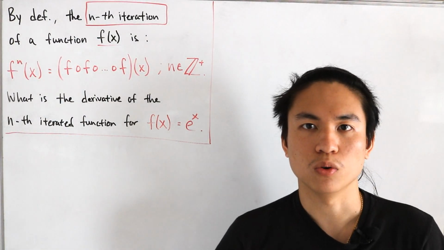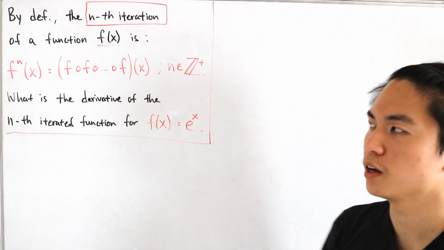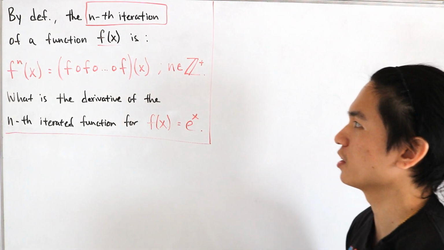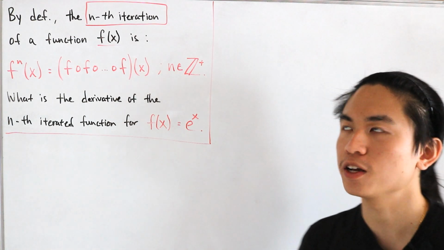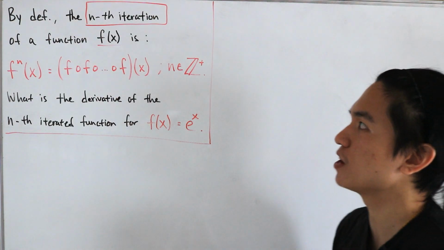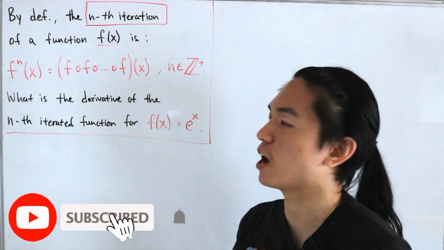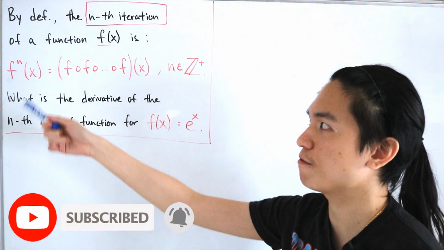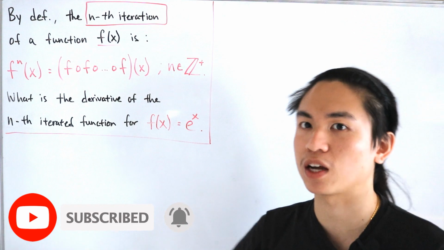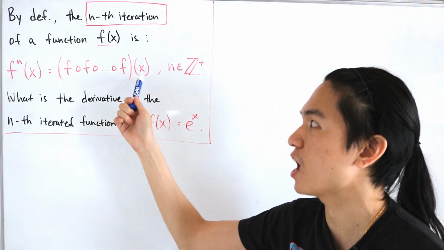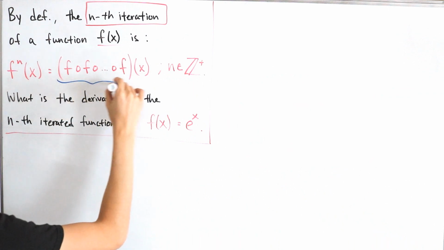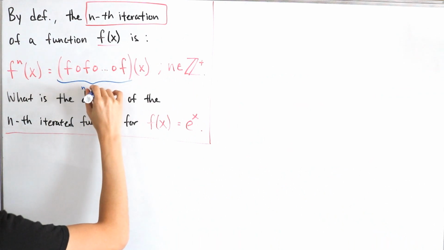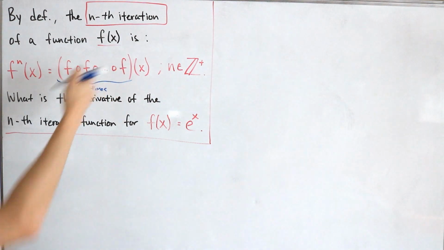Okay, so welcome back to another video. Here's a different kind of problem that I think might be interesting to share. Let's first go over a definition. The definition of the nth iteration of a function f of x is written as f sub n of x, which equals the composition of f, n many times. I forgot to put that down: this can go to n times, such that n is a positive integer.